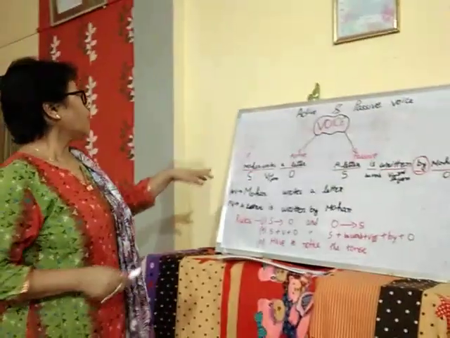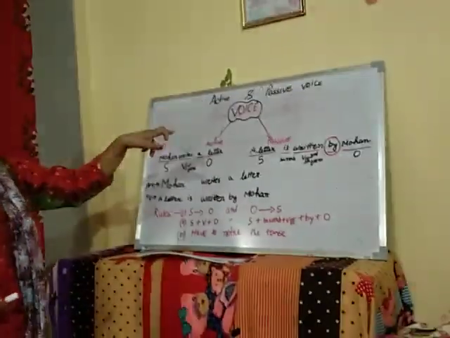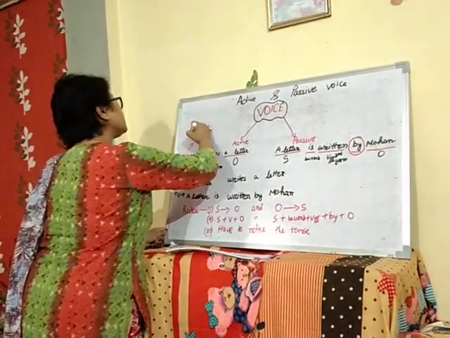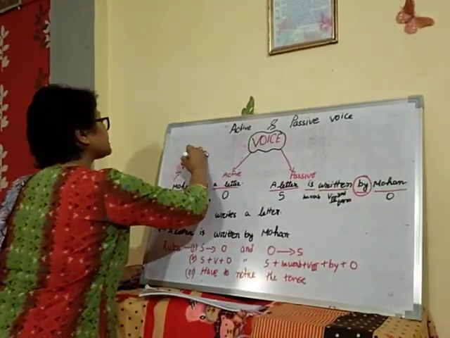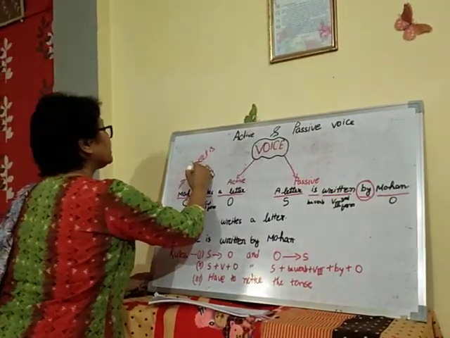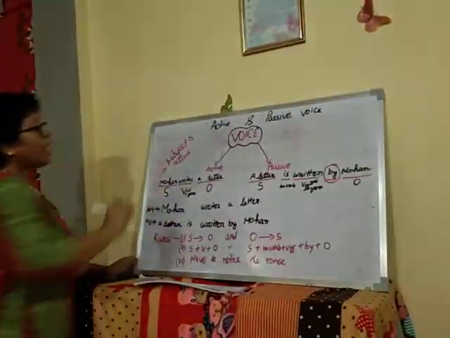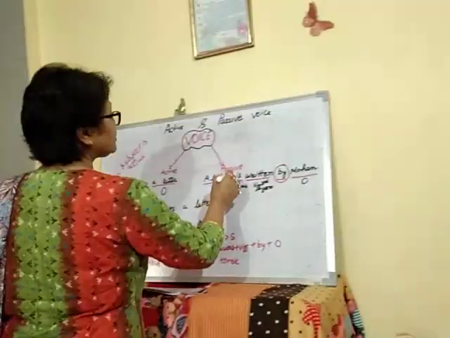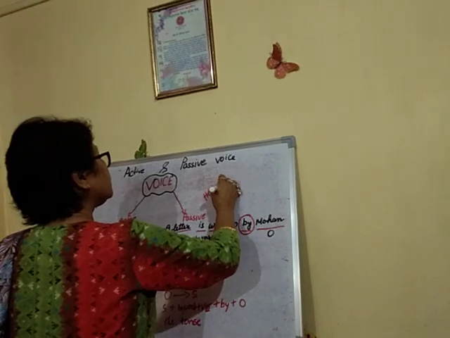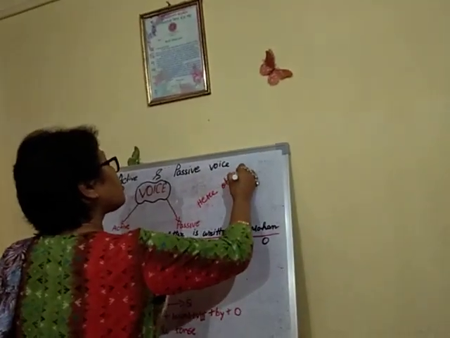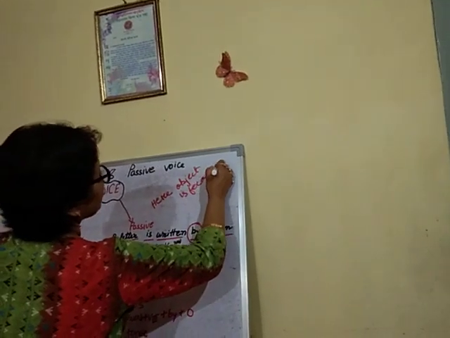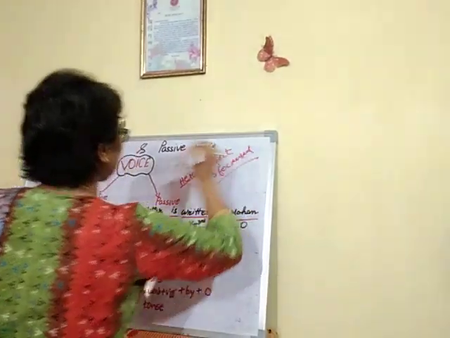Okay. So Mohan writes a letter. Why is it said to be active? Because here the subject is active. The subject is active in the active voice. Understand? That is why it is called active. And when it goes to the passive voice, then what happened? Here it is called passive, because here the object is focused. Okay.